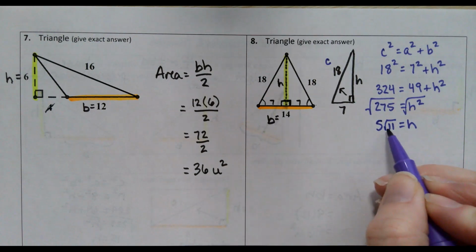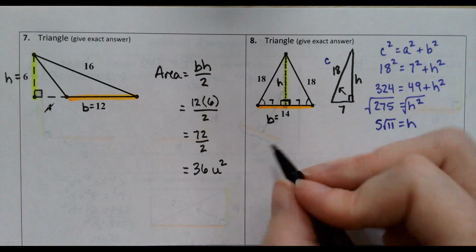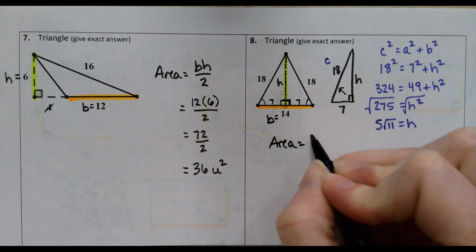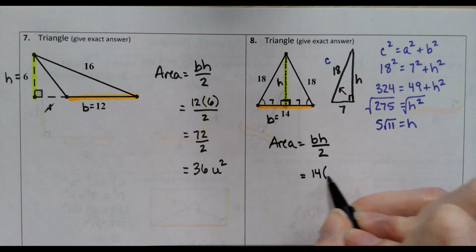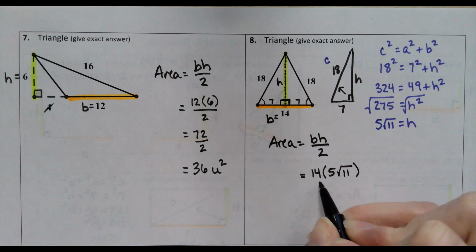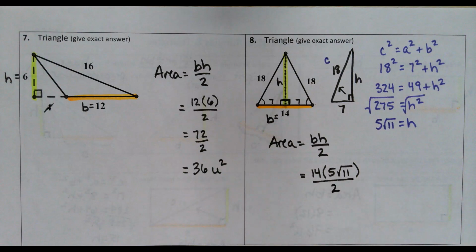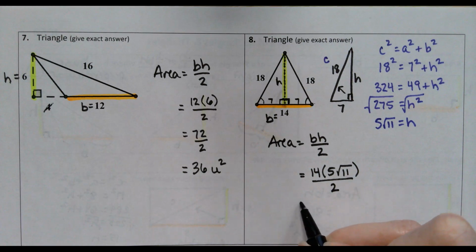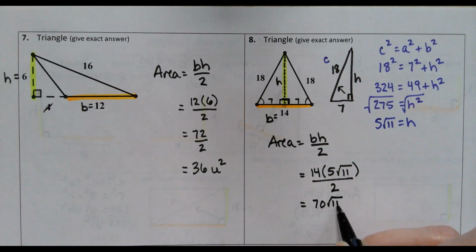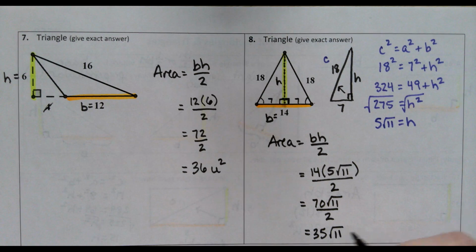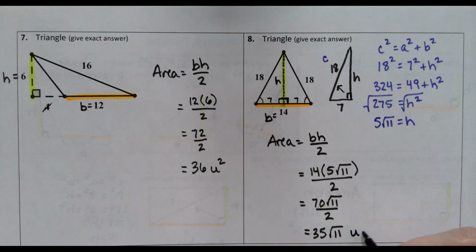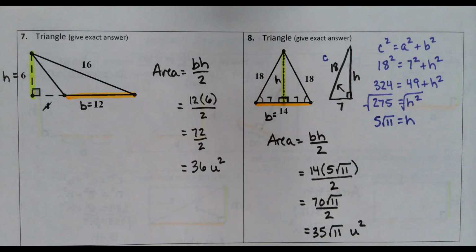All right, now that we have our height and we have our base, we're ready to take those values and plug them into our area formula. Base times height divided by 2. So 14 times 5 root 11 divided by 2. Remember, keeping the exact area idea in mind, we're going to do 14 times 5, but leave the root 11 attached, and then 70 divided by 2. So our final official exact answer for the area of this triangle is going to be 35 root 11 square units.